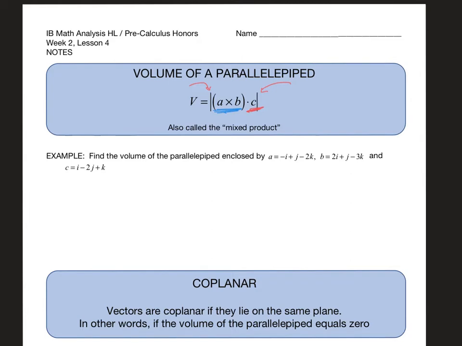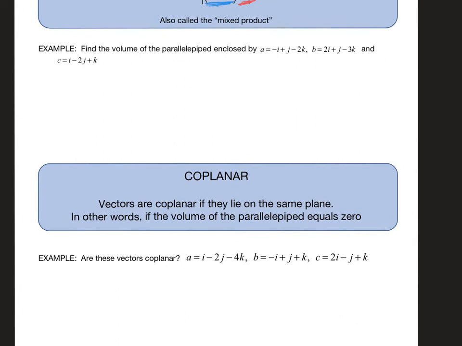Let me scoot it up a little. Maybe make it a little bit bigger. Okay, so it says, find the volume of the parallelepiped enclosed by A, B, and C. So I am going to do the cross product with A and B. I, J, K. A is -1, 1, and -2. And B is 2, 1, -3. I minus J plus K.